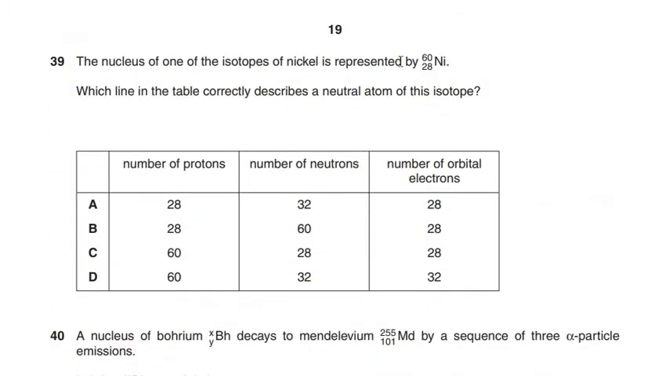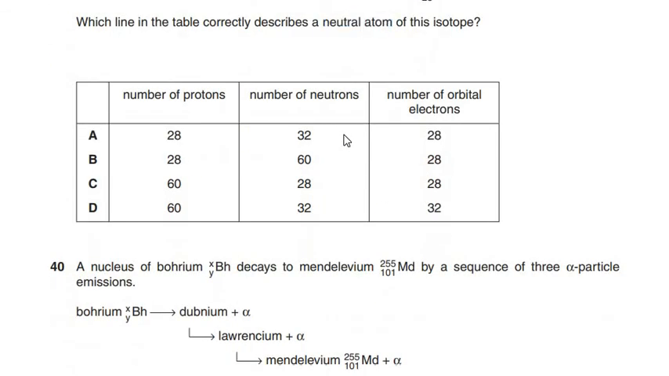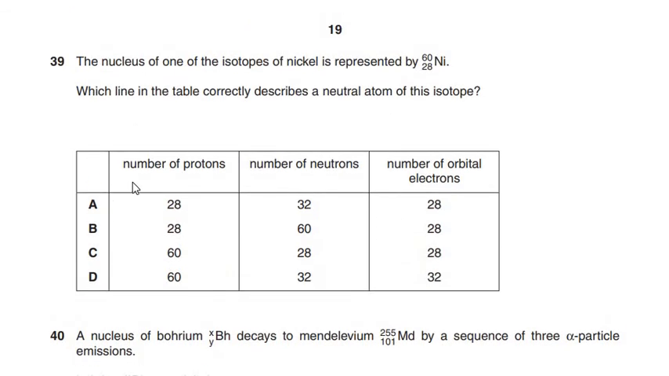Nucleus isotopes nickel represented as 60, 28 nickel. Which line in the table correctly describes the neutral atom of the isotope? So if you do the calculations properly, you should have an equal number of protons and electrons, because it has to be a neutral atom. Whenever there's an uneven number of protons and electrons, it's obviously non-neutral, and it's going to be an ion. If there are more electrons, it's negative. If there are more protons, it's positive. In this case, we look at whichever value is the same. And for here, the answer is actually A, 28 protons and 28 electrons.